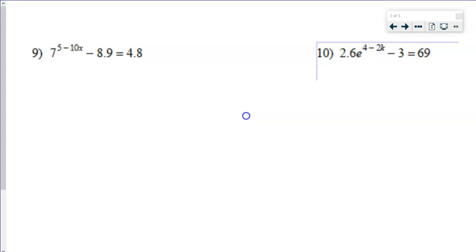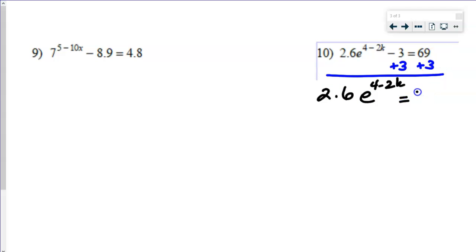There's a little bit of isolation. Actually, let's look at number 10. I think it's probably the hardest one. Here, the exponential piece is not isolated yet. I'm going to start by adding a 3 over. Glad I have a calculator next to me because I'm going to need it in a minute. So we have 2.6 times e to the 4 minus 2k power equals 72. We're still not isolated. The e is the base that has to be isolated before we worry about logarithms. So I have to divide this 2.6 over to the other side of the equation.